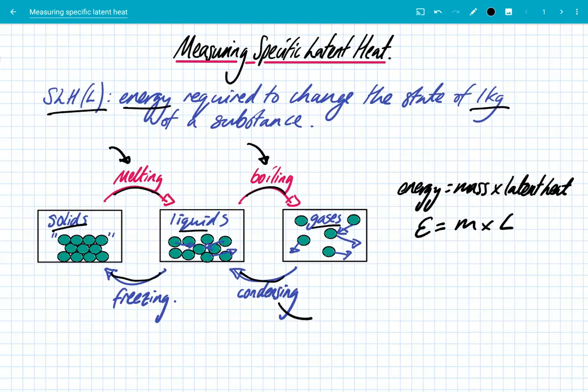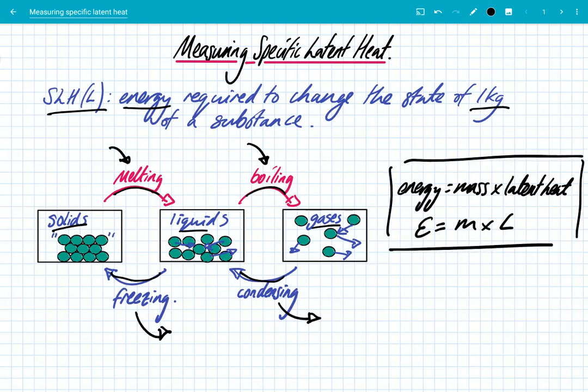When substances condense, energy is released, and when liquids freeze, energy is released because the spacing is reduced and the potential energy of these particles decreases. How much energy is required to melt or boil, or how much is given out through condensing or freezing, is given by this equation over here. That the energy is the mass multiplied by the latent heat. E is equal to the mass times the latent heat, which is given by L.